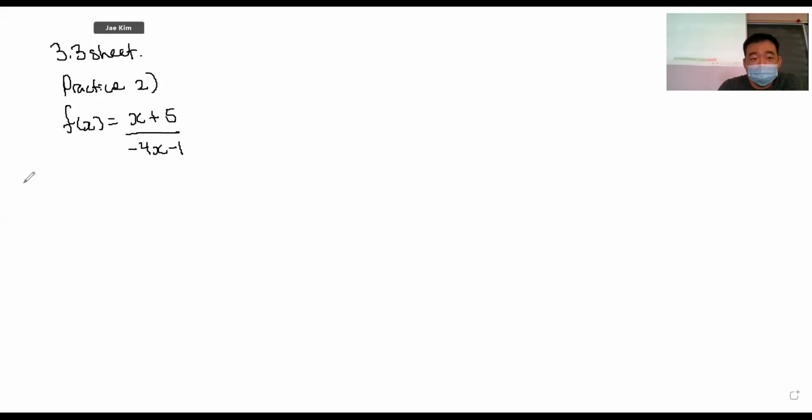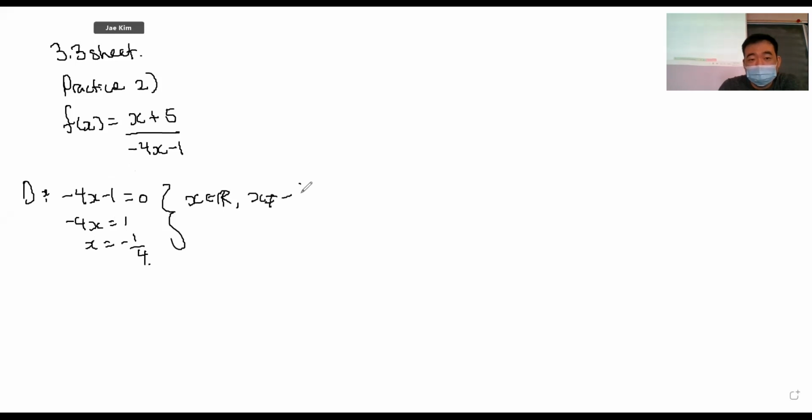So first off, I'm going to start off with the domain. When is this going to equal a 0? -4x equals 1, x equals 1 over -4. Therefore, the domain is x is a real number, but x cannot equal -1 over 4. Moving on. Intercepts. I'm going to do the easy one first, the y-intercept. That means the x value is a 0, which gives me 0 plus 5 over 0 minus 1. Oh, that's a nice number. Okay, so the y-intercept is (0, -5).